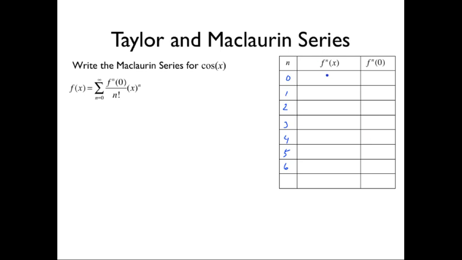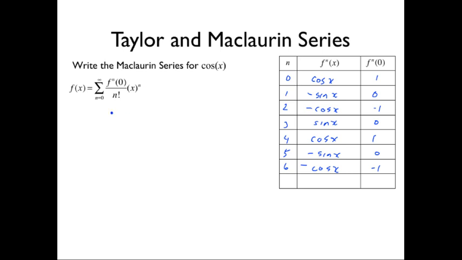Okay, so the 0th derivative is cosine, taken at 0 is 1. The first derivative is negative sine, taken at 0 is 0. Second derivative, negative cosine, negative 1. Third derivative, positive sine, 0. Cosine, 1. Okay, do we see the pattern yet? So it goes 1, 0, negative 1, 0, 1, 0, negative 1, 0 for our nth derivative at 0.